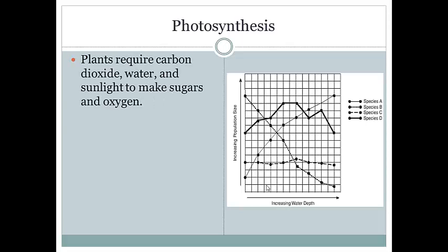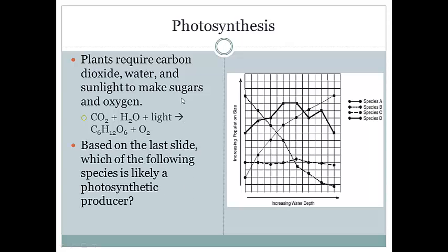Photosynthesis: plants require carbon, water, and sunlight to make sugars and oxygen. So here's the formula for that. I have carbon dioxide with water and light, and we're going to produce sugars. This is glucose, it's a sugar, and we also produce oxygen. So my question for you is, based on the last slide, which of the following species is likely a photosynthetic producer?